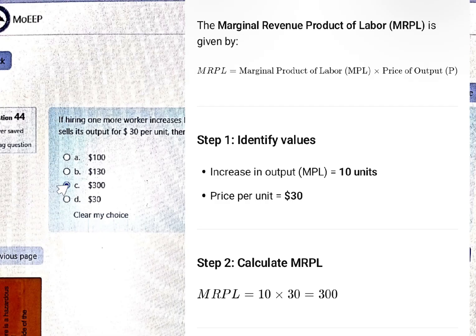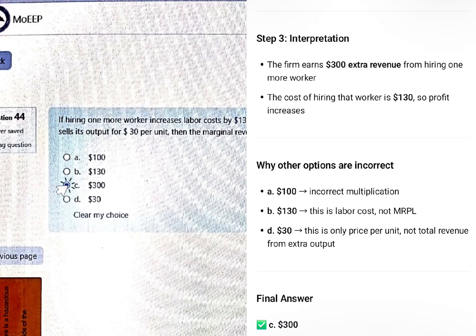Then in step 2, we have to calculate marginal revenue product of labor. This is also marginal revenue product of labor equals marginal product of labor times price of output. This is 10 times 30, which equals 300. Then in step 3, we have to interpret: the firm earns $300 extra revenue from hiring one more worker. The cost of hiring that worker is $130. So profit increases.